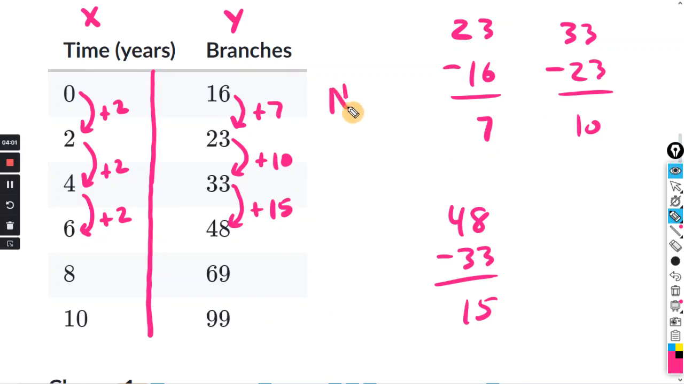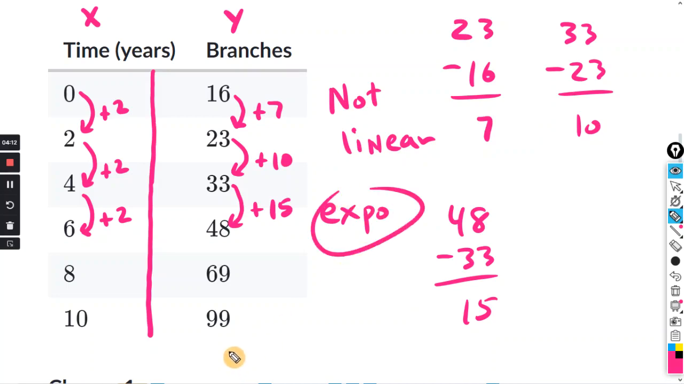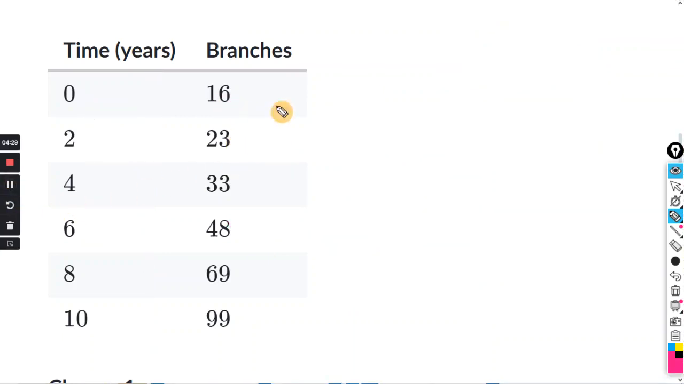So since it's not linear, it has to be exponential. Okay, because there's only two possible answers. Now, if you want to double check, I'll prove to you that it's exponential. We already said it's not linear. So let's see why or how it's exponential. All right, if I did 23 divided by 16, and on the calculator, rounding off, I get 1.44.